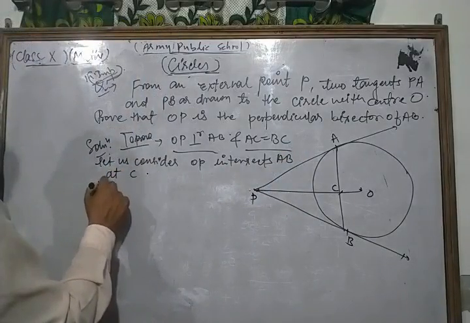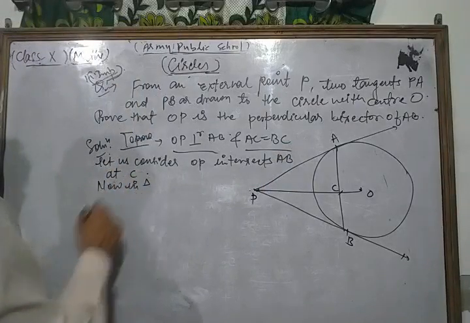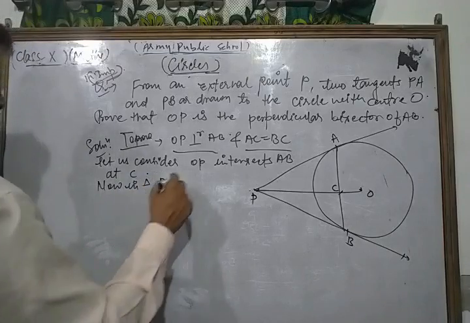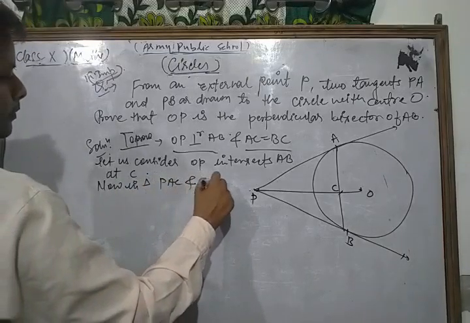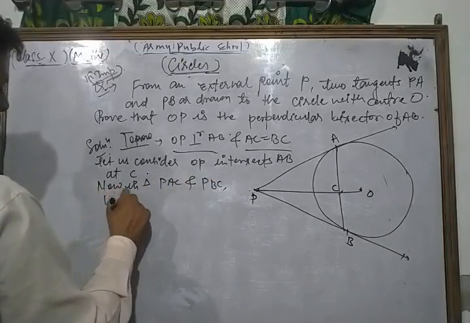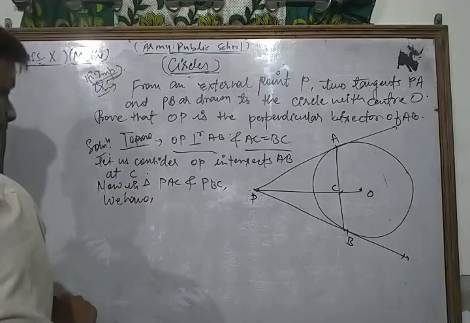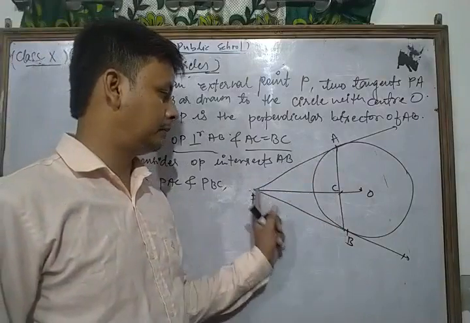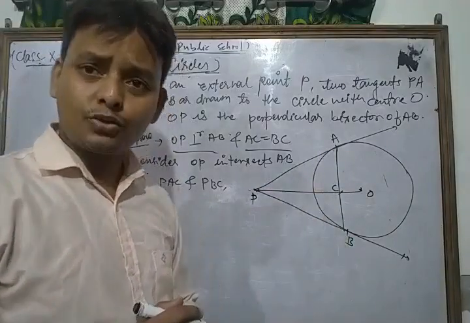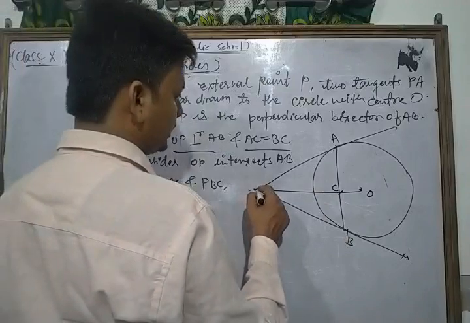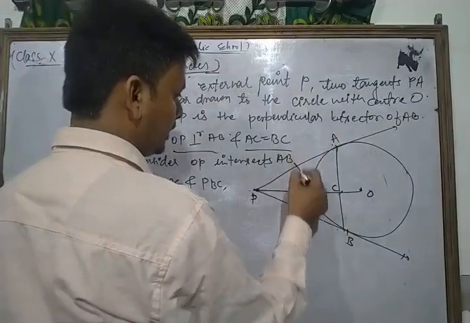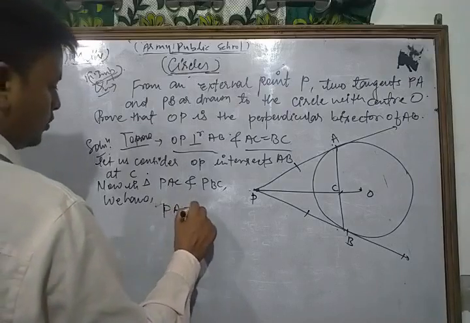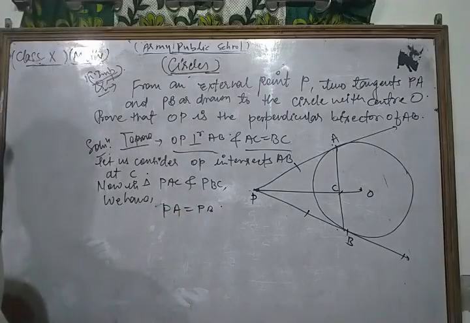Now in triangles PAC and PBC, let's see what we have. First of all, we take triangles PAC and PBC. Dear students, we know that the lengths of the tangents from an external point to the circle are equal, so PA is equal to PB. This is the length of tangents.